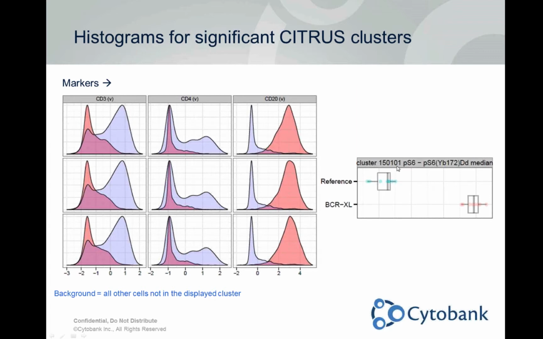And then for each cluster, you'll see this box plot showing the differences in transformed median in whatever particular channel it was different in. In this case, it's phospho-S6. So you can see the differences in signaling between everything else. These are our unstim samples and our stimulated samples.